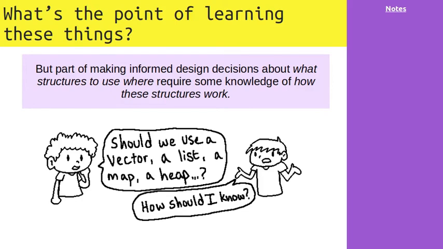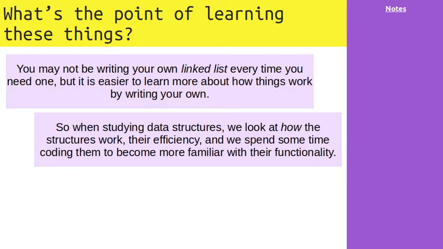But part of making informed design decisions about what structures to use, where, requires some knowledge of how these structures work. So while you may not be writing your own linked list every time you need one, it is easier to learn more about how these things work by writing your own. So when studying data structures, we look at how structures work, their efficiency, and we actually spend time coding them so we get more familiar with how they work than just reading about it.